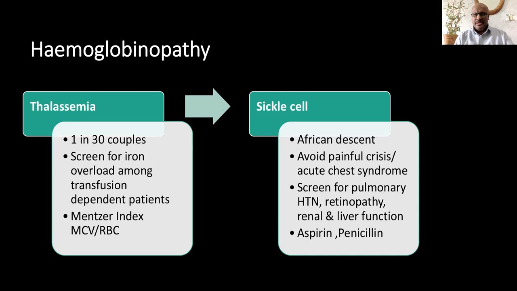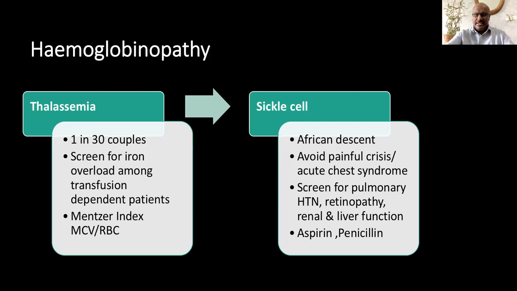But coming back to this part of the world, ladies and gentlemen, now the incidence of thalassemia among couples in Malaysia is 1 in 30. So it's important that you do not miss a patient with thalassemia who's pregnant. If you have a thalassemic patient, it's important to screen for iron overload, a point which I shall highlight again in the next slide.